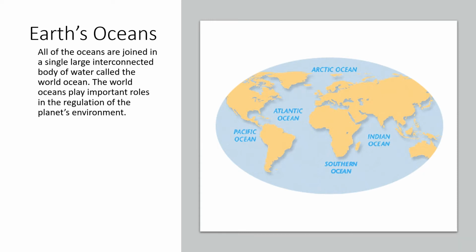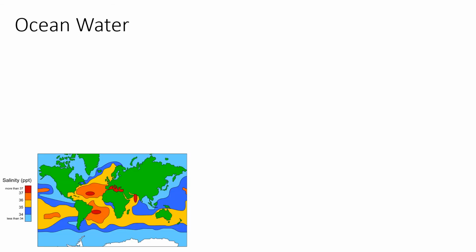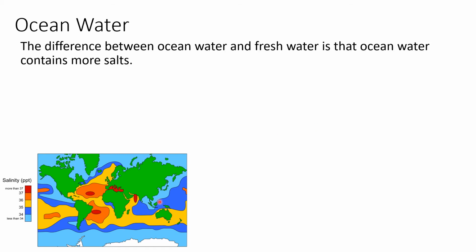So all of the oceans are joined in a single large interconnected body of water called the world ocean. The world ocean plays an important role in its regulation of the planet's environment. So this ocean water, let's take a look at it. Let's see what it's like. So I got a little graph down here. And the difference between ocean water and freshwater is that ocean water contains more salts. Okay, even regular fresh water, like out in a river, things like that, it does have a small amount of salt in it. And a salt is anything that can dissolve into water.